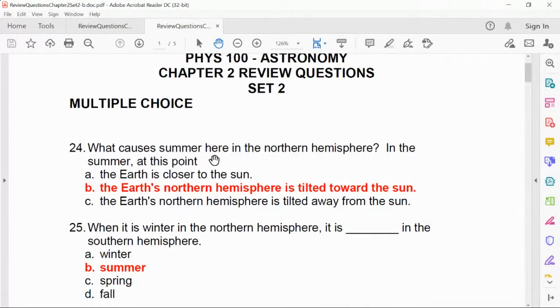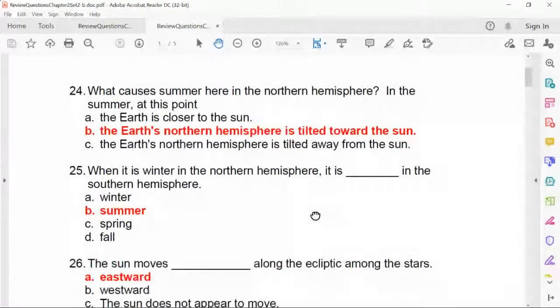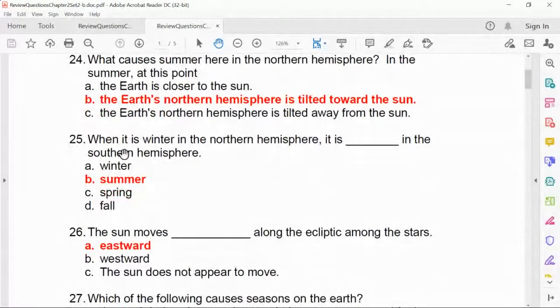In set 2, what causes summer in the northern hemisphere is that the Earth's northern hemisphere is tilted toward the sun. So that's the main reason. Revolution is important. That's why we go through seasons. But the main effect actually comes from the tilt of the axis of rotation of the Earth. 25. When it is winter in the northern hemisphere, it is summer in the southern hemisphere.